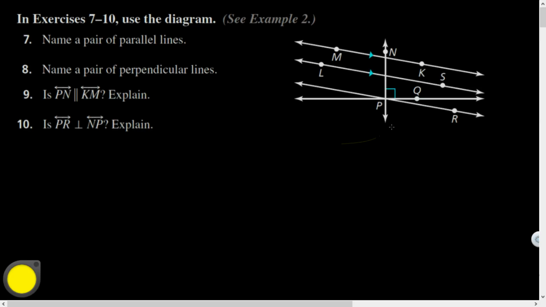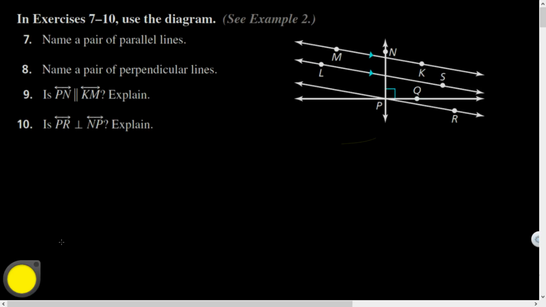But here we go. We're going over geometry. I think we talked about relationships between pairs of lines and angles, and let's see if we can figure out some of those relationships. So it says, name a pair of parallel lines. Anyone got some suggestions there for us?